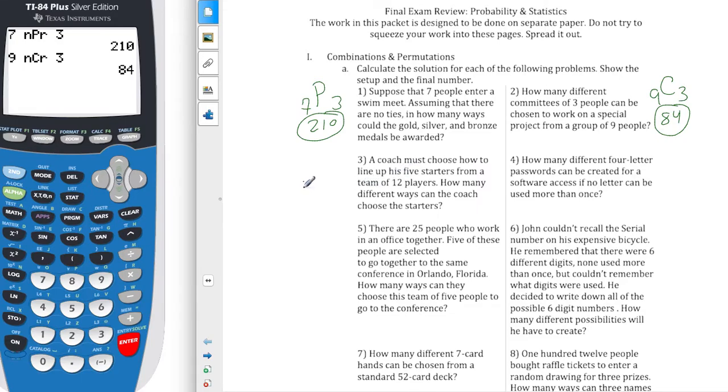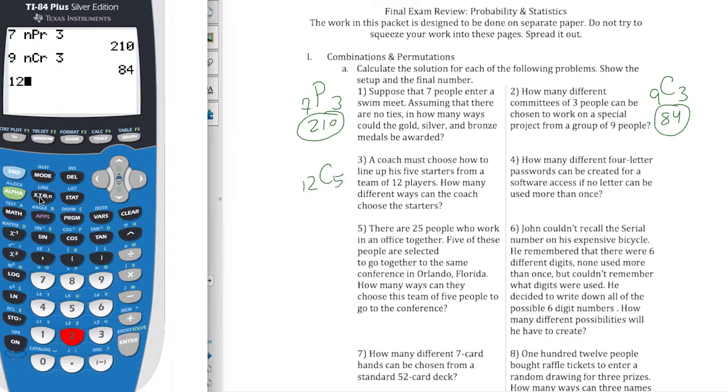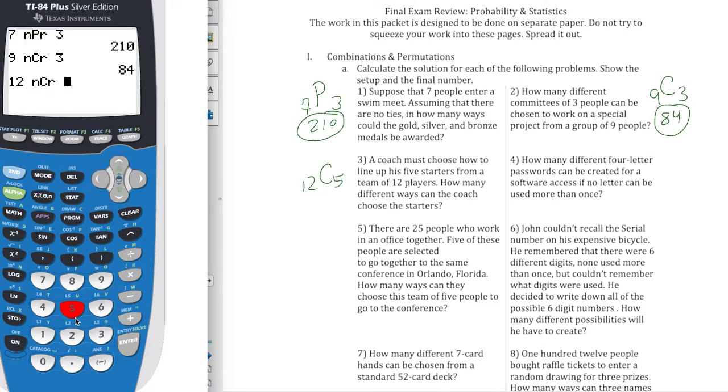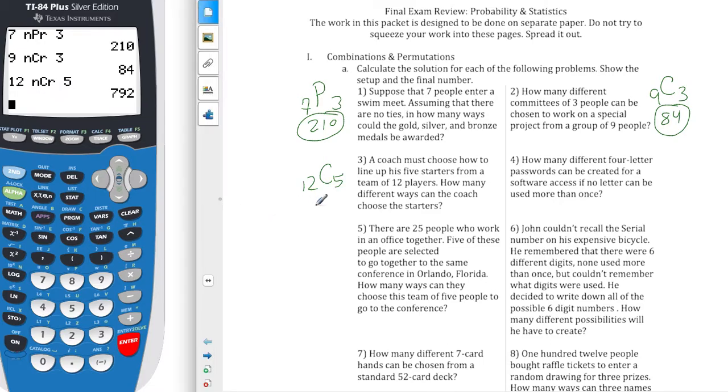So out of 12 people, we are choosing 5. So this is a combination problem. So we do 12, probability, and of course we're choosing 5. So there are 792 combinations for these starters.